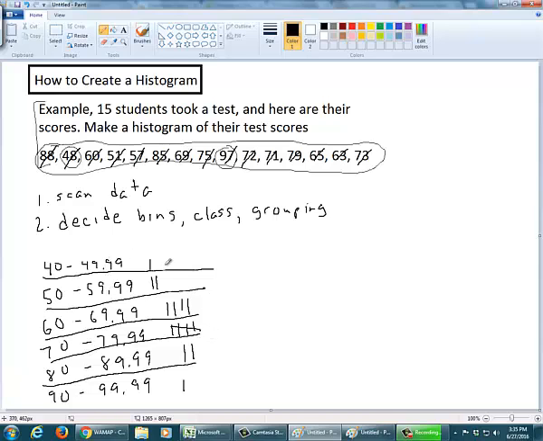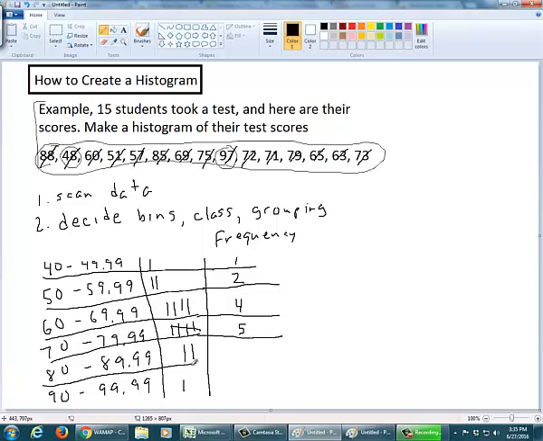And so that tells me I've got, let's make another column here. Okay, so my next column will just be what we call the frequency. Okay, so in the 40s, there's one student who scored in the 40s. 2 students who scored in the 50s, 4 students scored in the 60s, 5 students scored in the 70s, 2 students scored in the 80s, and then 1 student scored in the 90s.